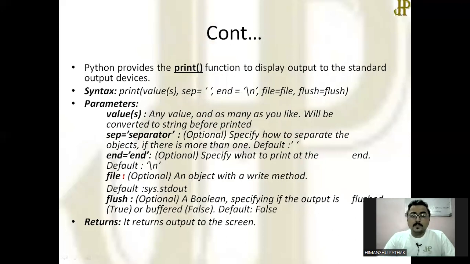Now, Python provides the print function to display the output. Here you have to know the syntax of the print function. As of now, you know that whatever variable is passed, the value of that variable is simply printed. So a value is to be passed. But other than this, there are also some other arguments, and all of these are optional.